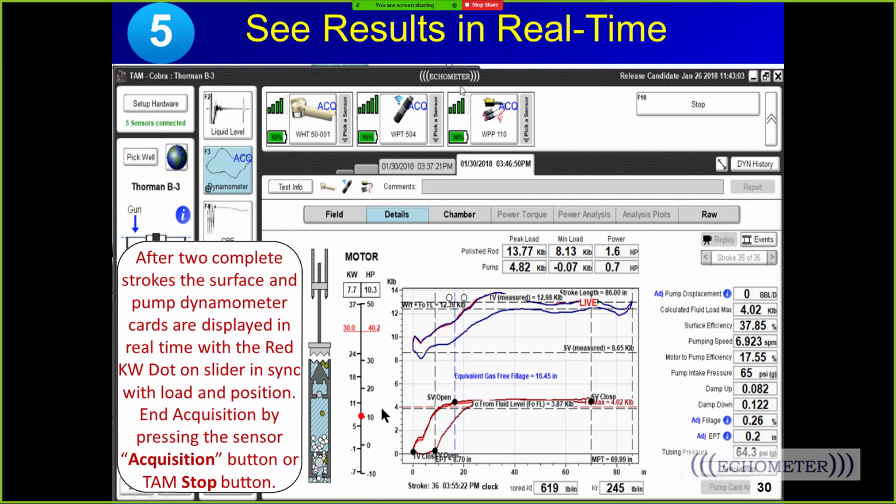And so as the well pumps, this little dot goes up and down, representing the instantaneous power being acquired during the stroke. If the well is down for 5 minutes, we're going to take 5 minutes of data plus 3 or 4 minutes after that. If it's down for 10 minutes, or hooking the equipment up, then we would take 10 minutes plus about 3 or 4 or 5 minutes after that.